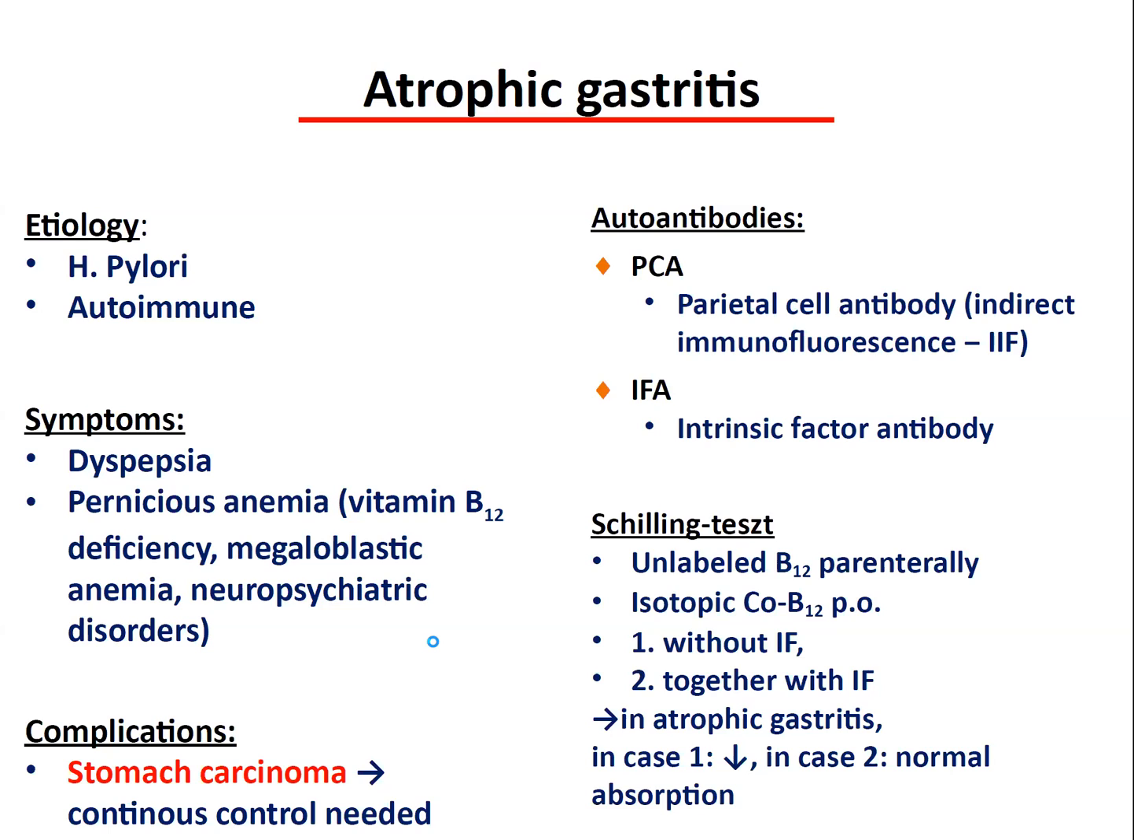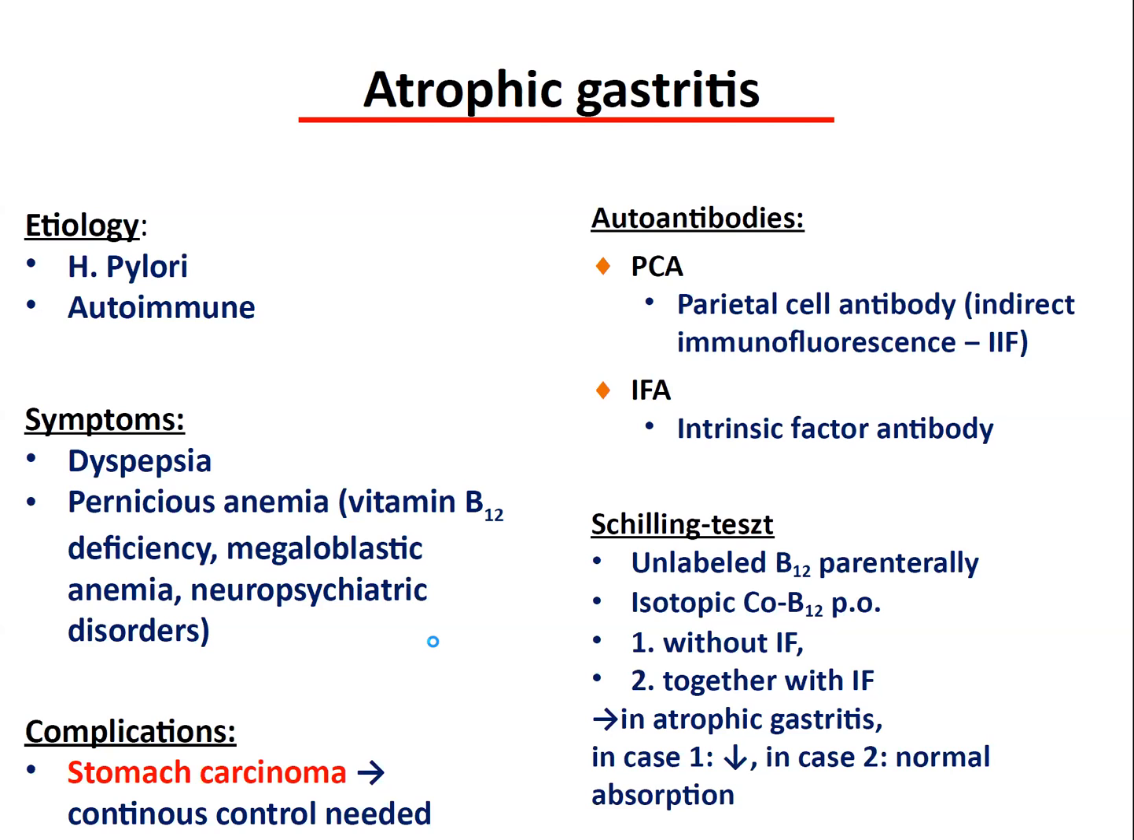The symptoms can include some dyspepsia, because if you don't have any acidity, protein degradation will be abnormal. Pernicious anemia can also develop, because B12 absorption is abnormal since there is no intrinsic factor. So megaloblastic anemia or neuropsychiatric disorders can develop, because B12 is correlated with myelin synthesis, and patients do have some neurological symptoms as well. And as I mentioned, atrophic gastritis can lead to stomach carcinoma. This is why whoever has chronic atrophic gastritis needs continuous control.